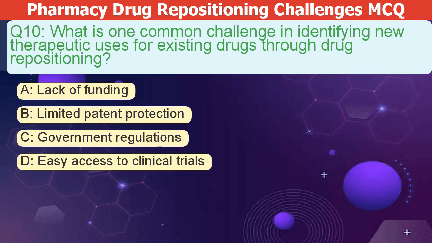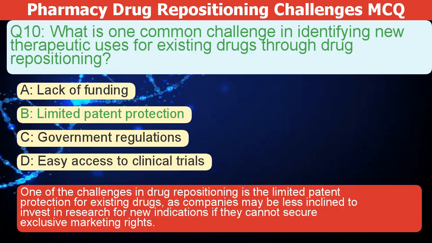What is one common challenge in identifying new therapeutic uses for existing drugs through drug repositioning? A. Lack of funding. B. Limited patent protection. C. Government regulations. D. Easy access to clinical trials. The correct answer is B. One of the challenges in drug repositioning is the limited patent protection for existing drugs. Companies may be less inclined to invest in research for new indications if they cannot secure exclusive marketing rights.